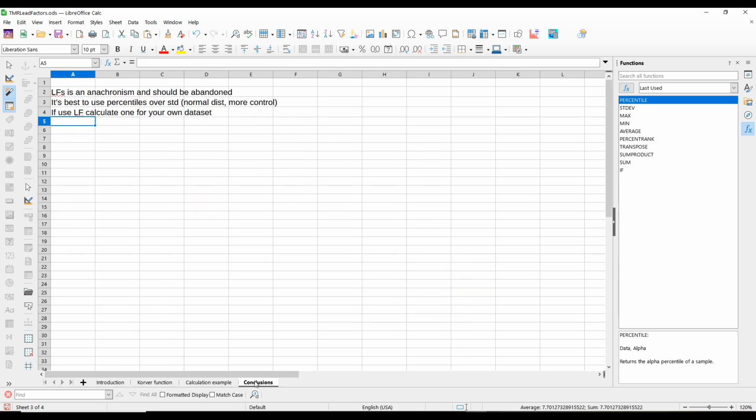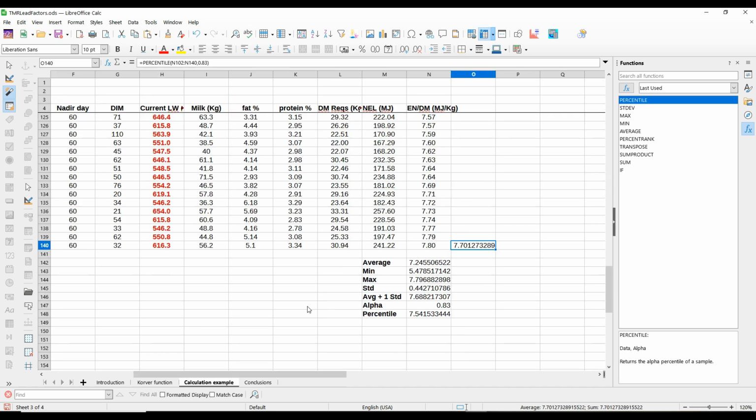The conclusions now. As I said, and in my opinion, and I hope I have convinced you that lead factors is an anachronism. At least stop using the default values of the bibliography. Just calculate your own. It's best to use percentiles over standard deviation. Not just because of the normal distribution thing, but because it gives you a lot more control.